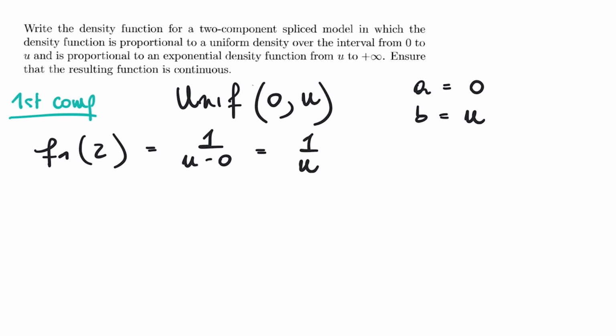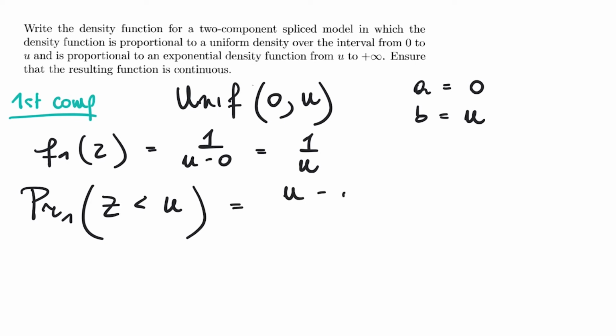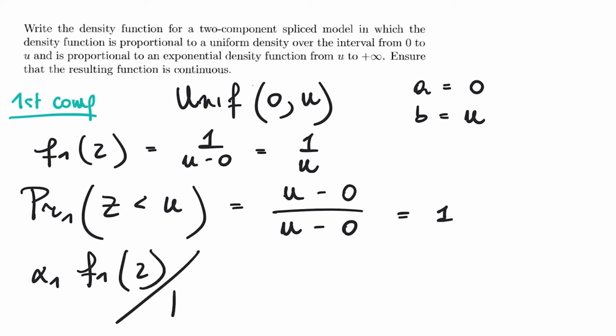Now, under the first component, our spliced distributed random variable is a uniform distributed random variable, so the probability that z is smaller than u is then equal to u minus 0 divided by u minus 0, which is just equal to 1, which means that our first component, which was equal to alpha 1 times our density function divided by the probability that z takes values within the interval between 0 and u, is equal to 1 over u times alpha 1.